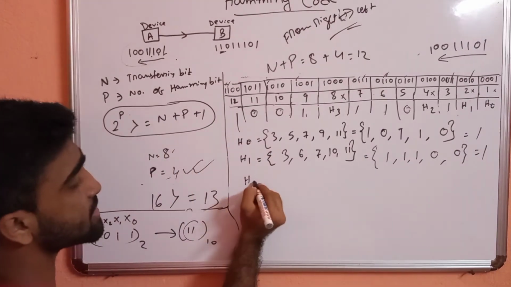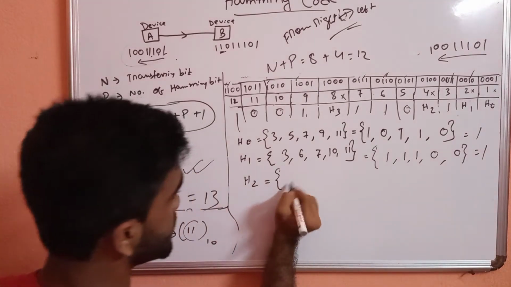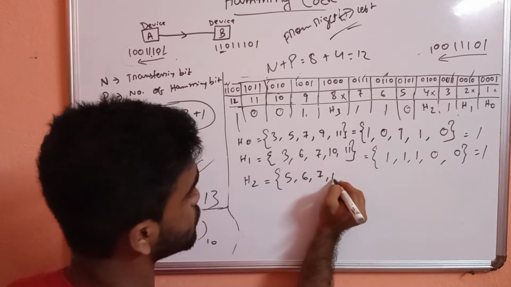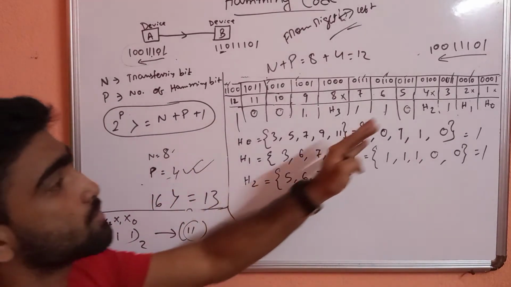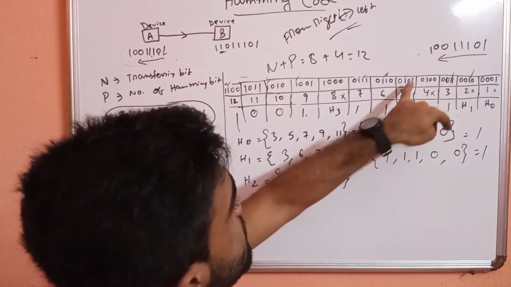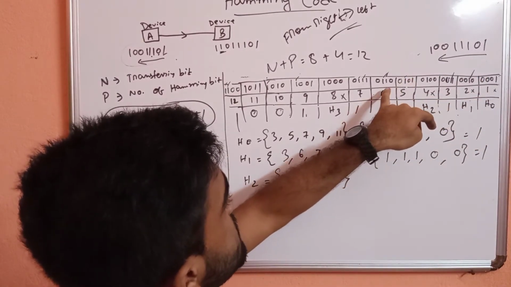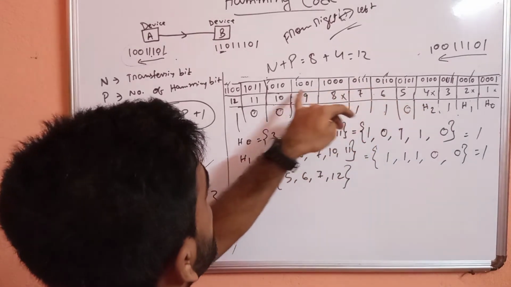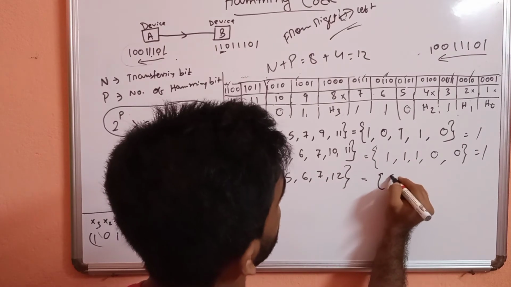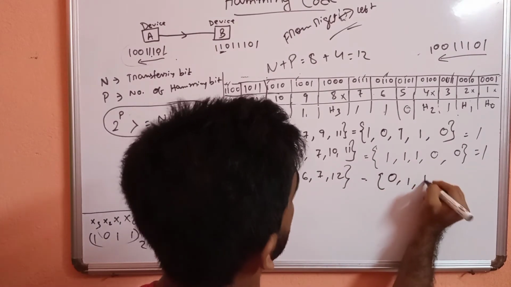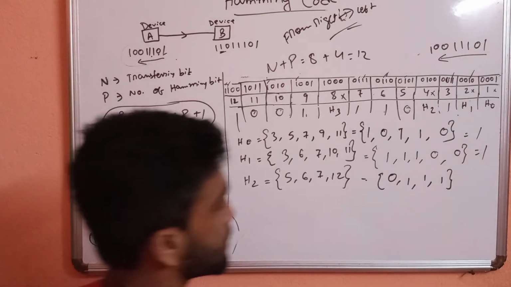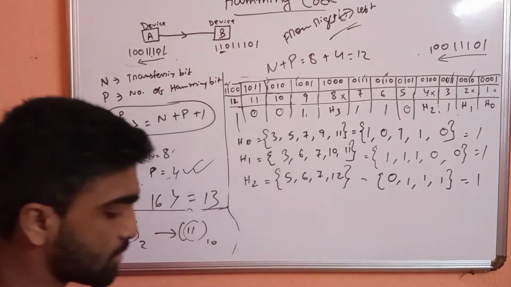Okay, now finding H2. H2 will be 5, 6, 7, 12. Similarly, the third bit will be 1. We will consider them: 5, third bit is 1; 6, third bit is 1; 7, third bit is 1; and 12, third bit is 1. So the bits are 0, 1, 1 and 1. Here the even parity will also be 1.